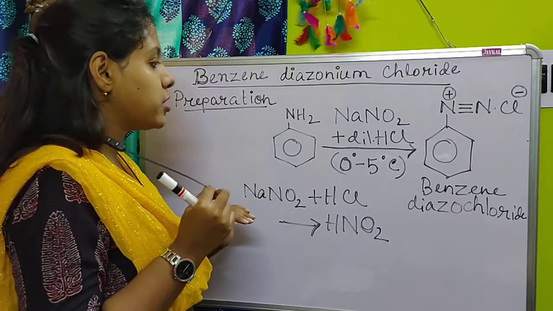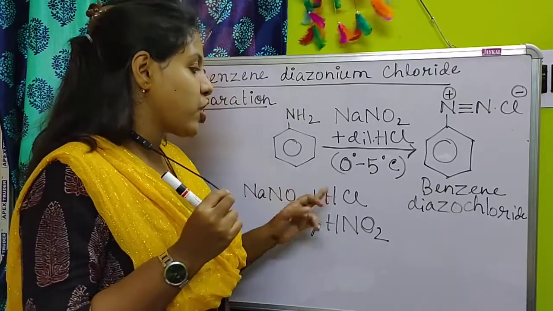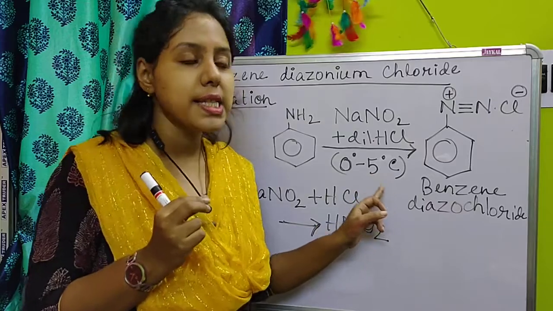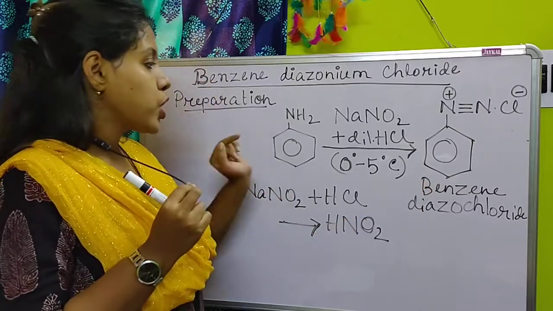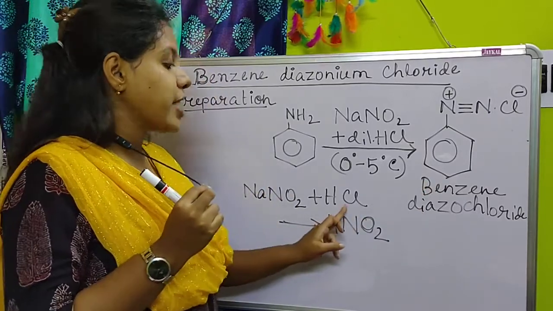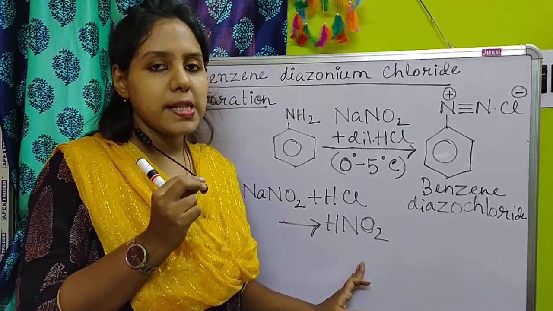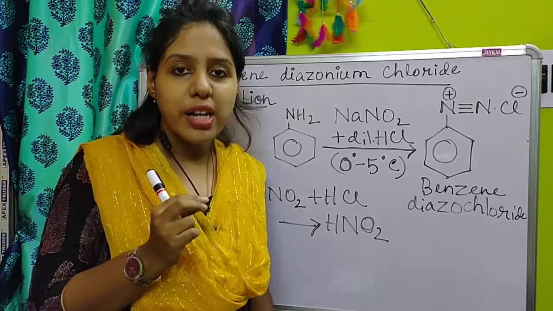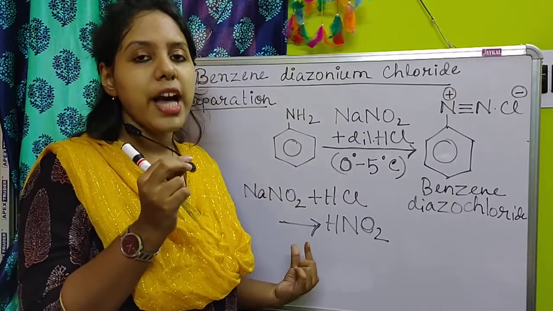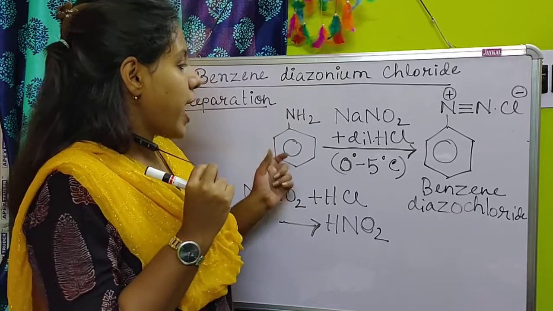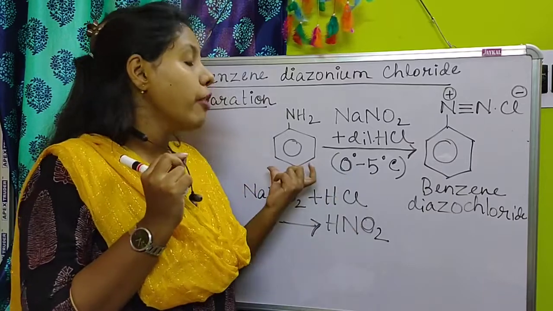First we have to take an ice cold solution, where the temperature is kept between 0 to 5 degrees Celsius, of sodium nitrite and dilute hydrochloric acid. Whenever sodium nitrite and hydrochloric acid react, they will give the product nitrous acid. As nitrous acid is very unstable in nature, we always take the mixture of sodium nitrite and hydrochloric acid. Next, we have to add the ice cold solution of aniline.